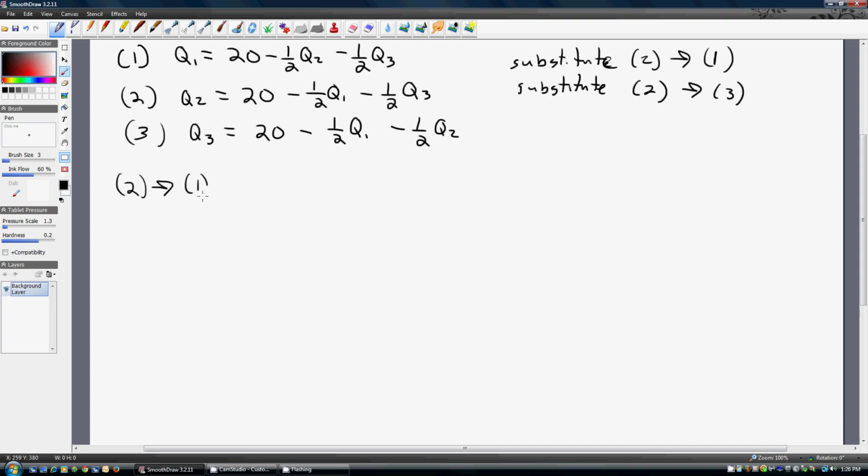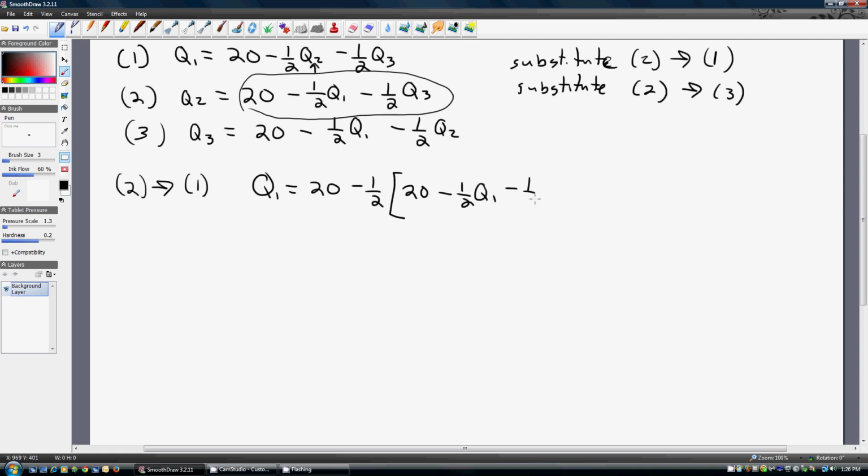Putting 2 into equation 1, we're going to get this result. So here's equation 1, 20 minus 1/2 times the output of firm 2. What's the output of firm 2? Okay, there it is. I'm going to plug that in right here. Then we get 20 minus 1/2 times the output of firm 1 minus 1/2 the output of firm 3. And this minus 1/2 the output of firm 3 is still hanging around.